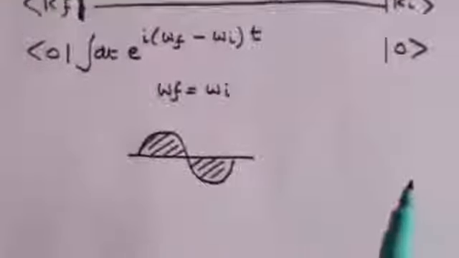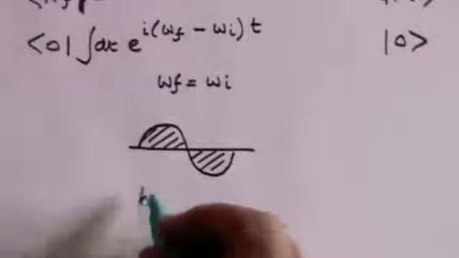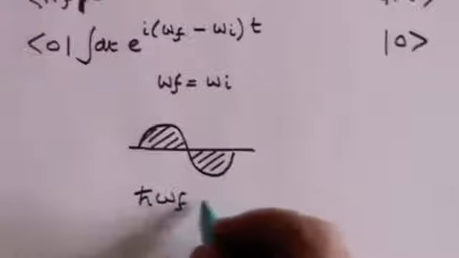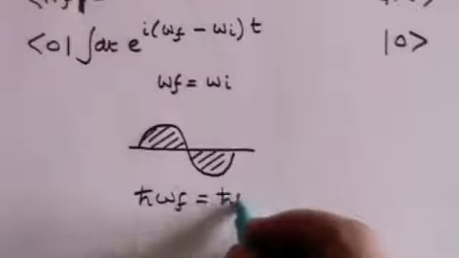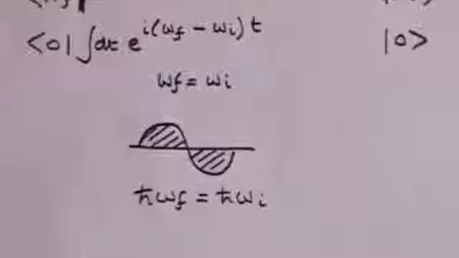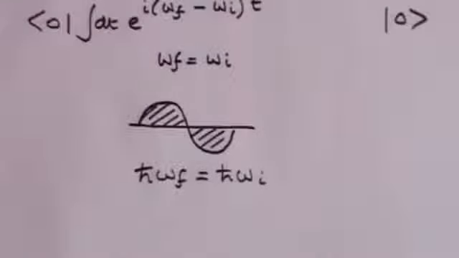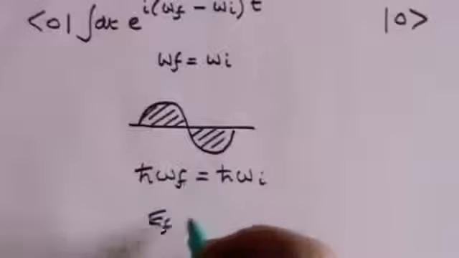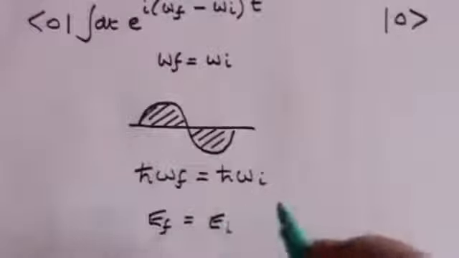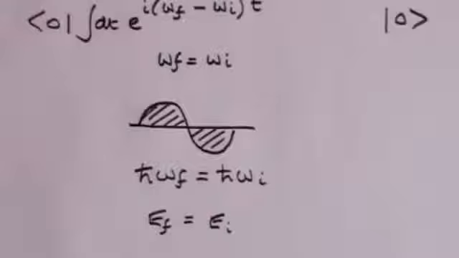So the only time this integral has any value is when omega f equals omega I. And I can multiply each side by h bar. So I've now got h bar omega f equals h bar omega I. And you should recognise that h bar omega is an energy term. And that means that the final energy is equal to the initial energy. And so we've shown that in the quantum mechanical application, we have derived the conservation of energy. The final energy is equal to the initial energy.